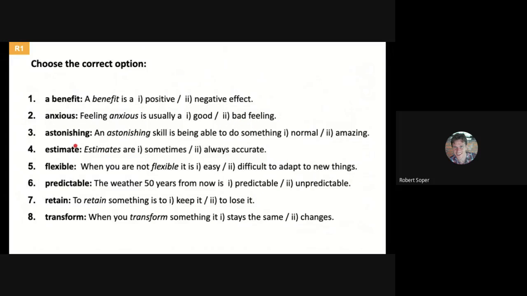Number 3, astonishing. An astonishing skill is being able to do something, number 1, normal, or number 2, amazing. And the correct answer here is amazing. So if we're able to do something astonishing, we're able to do something that is not normal and usually amazing. People think it's brilliant.